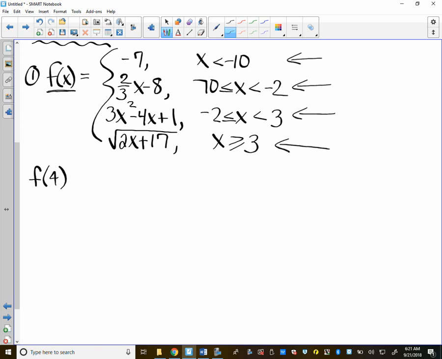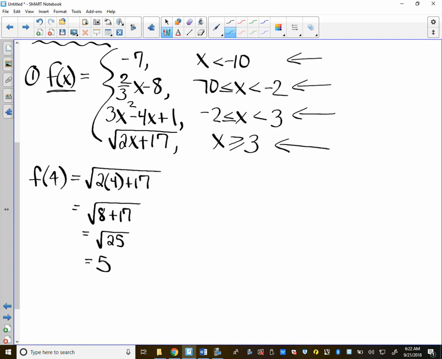At any point, please pause and try these on your own, and then you can go ahead and check to see if you get the answer correct. So I'm going to go ahead and sub in 4 to the third piece because 4 is greater than or equal to 3. So I will end up with the square root of 2 times 4 plus 17. That's going to give me the square root of 8 plus 17, which is the square root of 25. And I get an answer of 5.